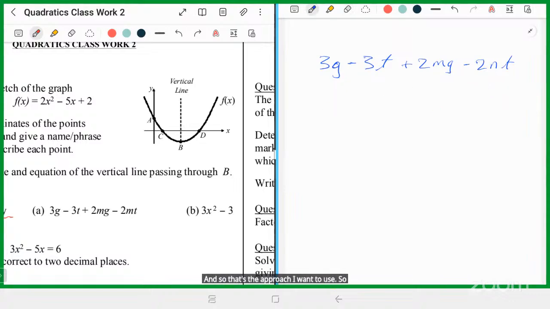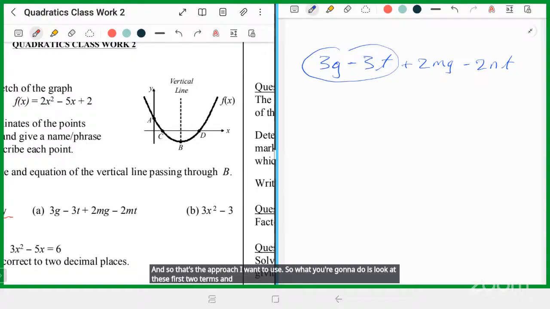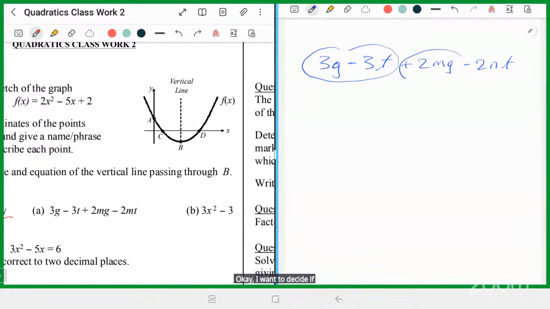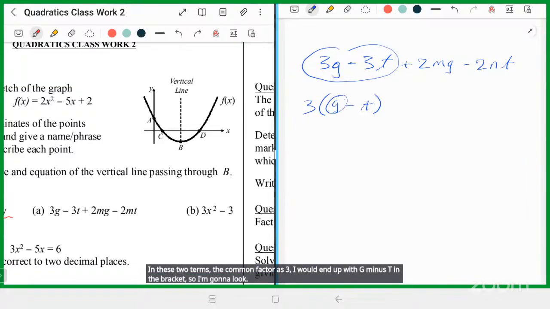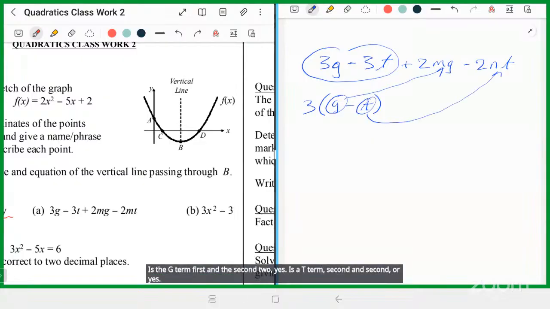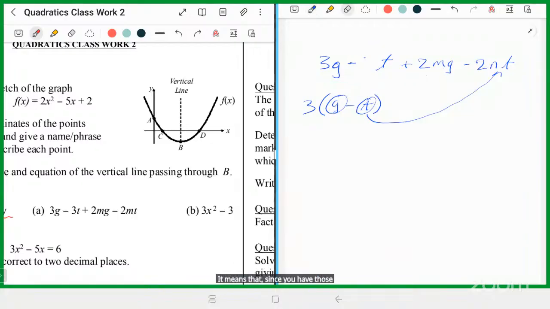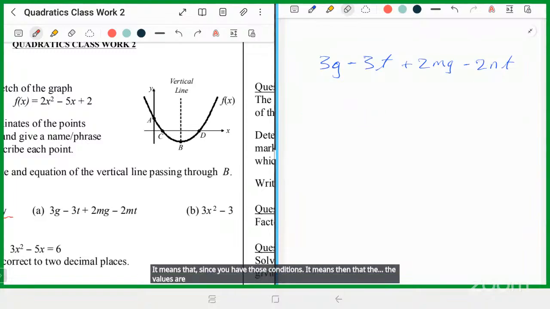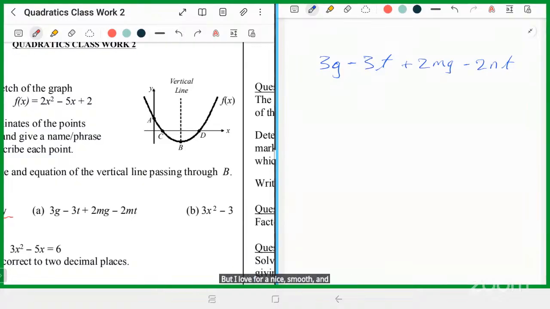So what you're going to do is look at these first 2 terms and say what I would factorize. I would factorize the 3. Just thinking ahead before you start, because I want to decide if I need to rearrange the values. That's what I'm trying to figure out. In these 2 terms, the common factor is 3. I would end up with g minus t in the bracket. So I'm going to look. Is the g term first in the second 2? Yes. Is the t term second in the second 2? Yes. It means that since you have those conditions, the values are set out in a friendly manner already to allow for a nice, smooth and clean factorization by grouping.